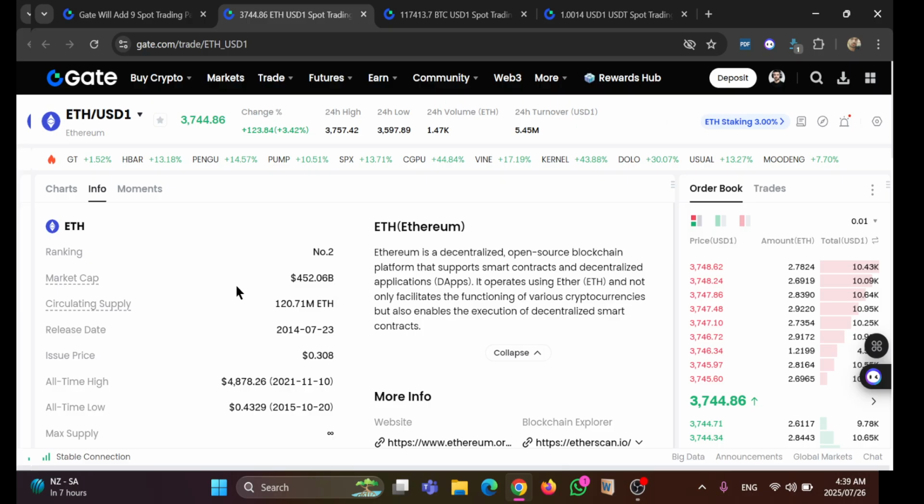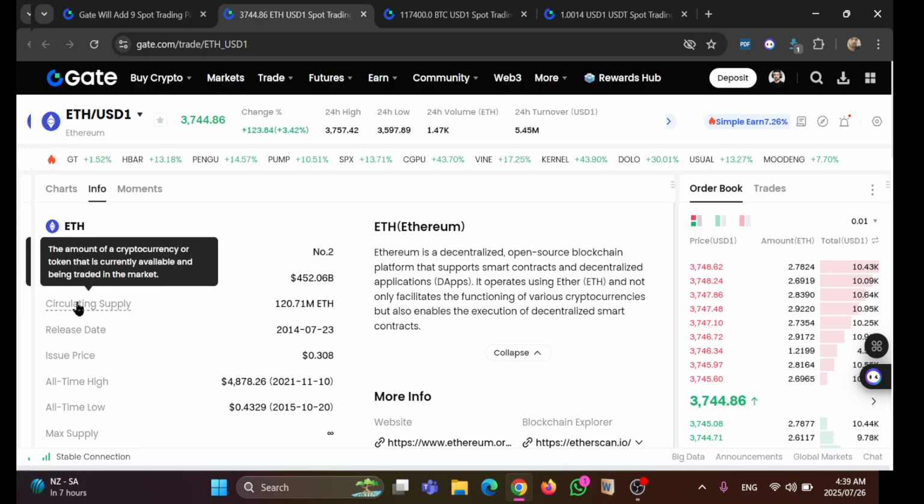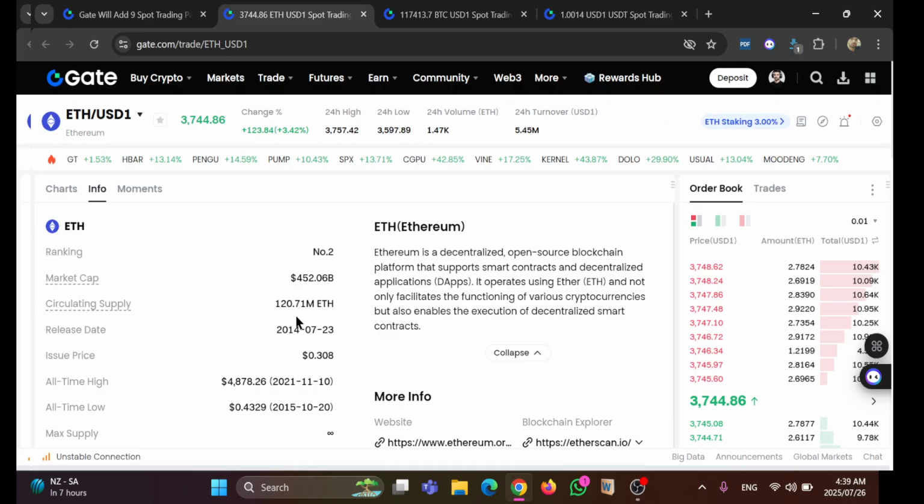452.06 billion USDT. Circulating supply is the amount of cryptocurrency or token that is currently available and being traded in the market. The circulating supply of Ethereum is 120.71 million Ethereum, and its release date was 23 July 2014. Its issue price was 0.308 USDT.